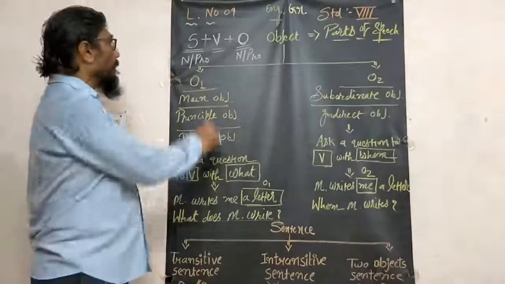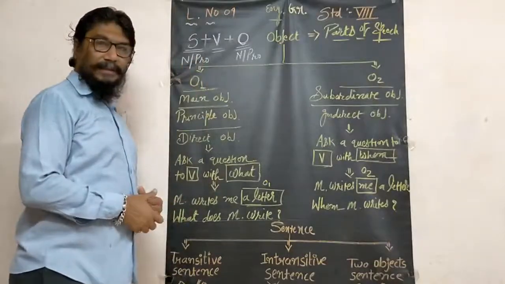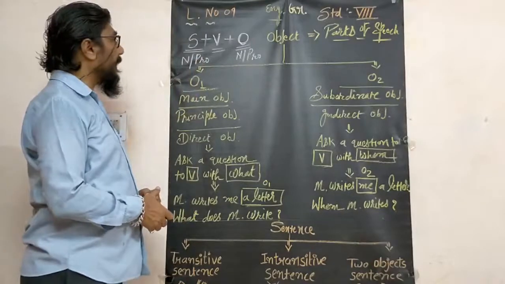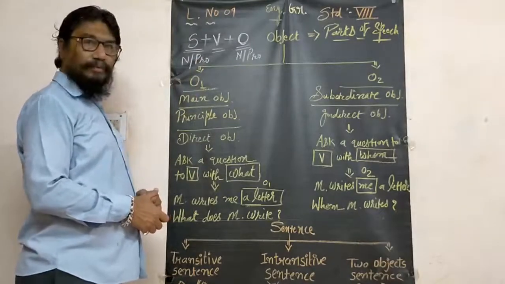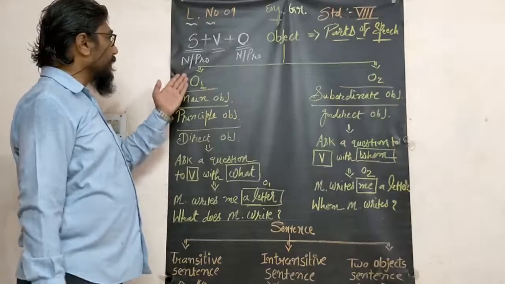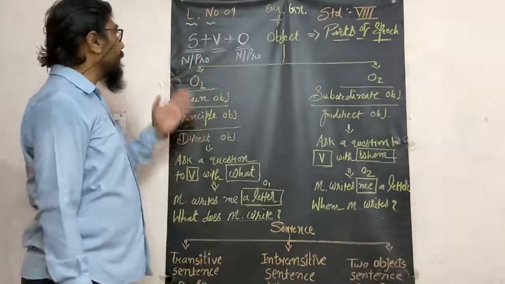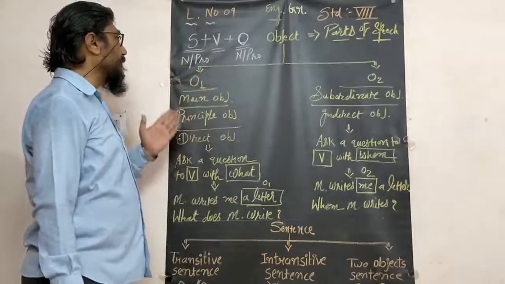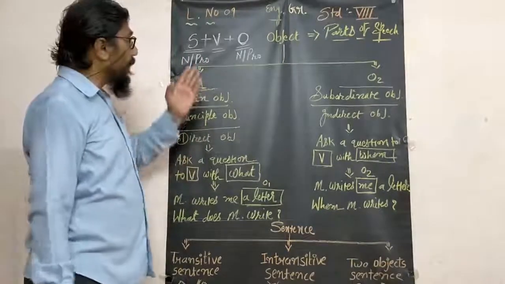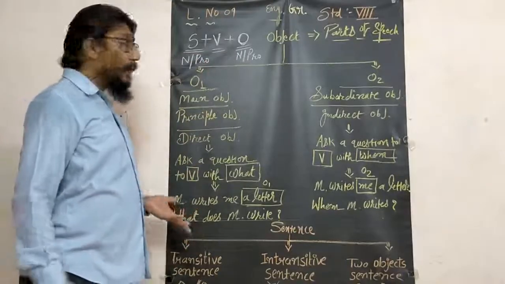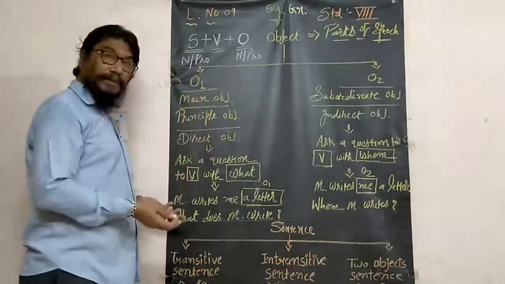Up to now we have completed that the basic structure of English language is S plus V plus O. Subject plus verb plus object. What can be there in place of subject? There can be noun or pronoun. What can be there in place of object? There can be noun and pronoun. Apart from this, nothing is possible.